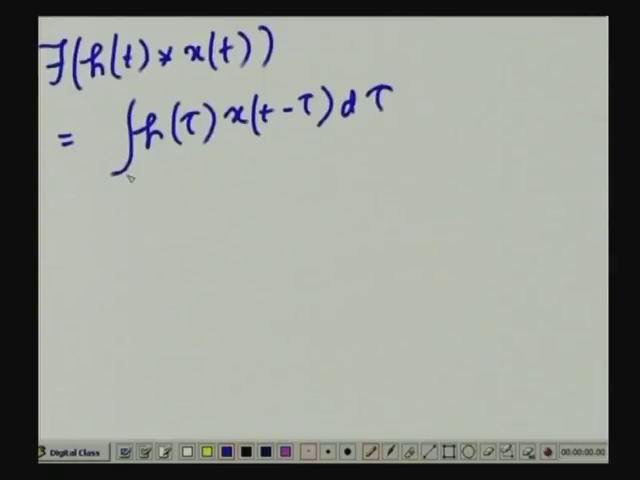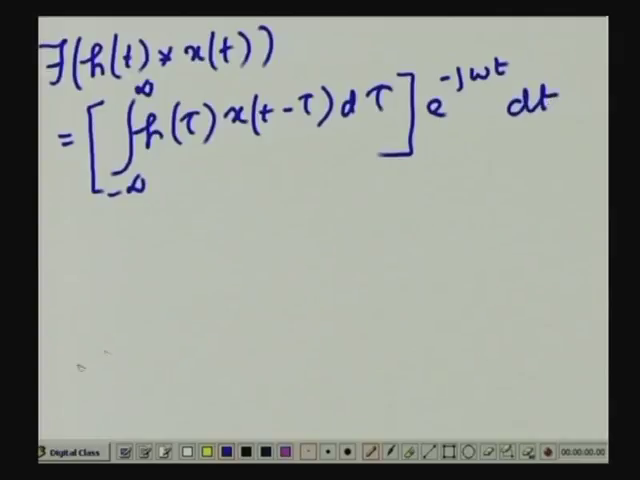So, this is the convolution, integration over tau from minus infinity to infinity, and then for the Fourier transform I have to do e to the power minus j omega t dt, and then again I have to take the integral from minus infinity to infinity. So, this is the Fourier transform of the convolution of those two signals h t and x t. Now, if you do this integration, you find that the same integration can be written in this form.